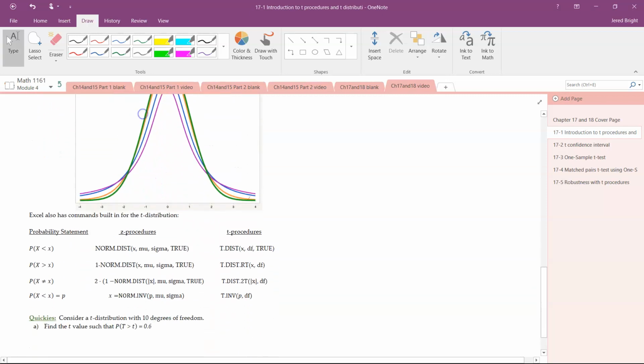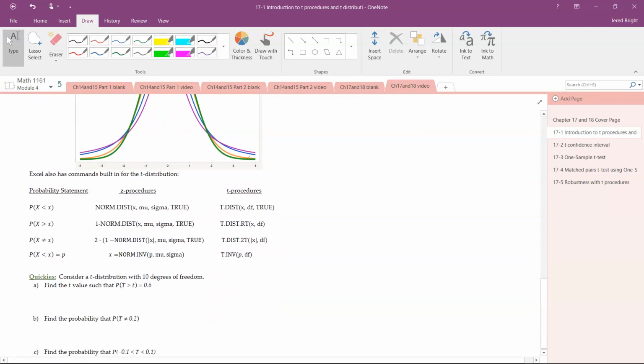Because it is so similar, if we need to know probabilities or anything, it's very much in line with what we have done before. So with z-procedures, remember, if we're calculating a probability, we would do norm.dist, 1 minus norm.dist, 2 times 1 minus norm.dist, etc. T-procedures are very, very similar, except they have their own different things. We don't need to remember 1 minus or whatever.